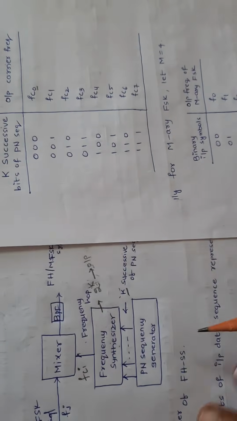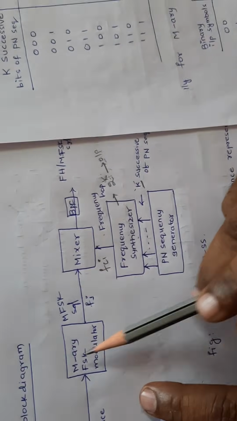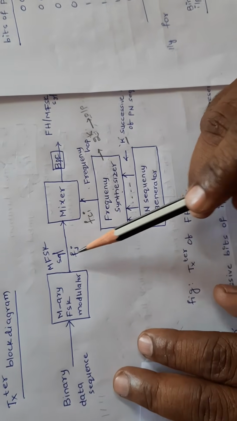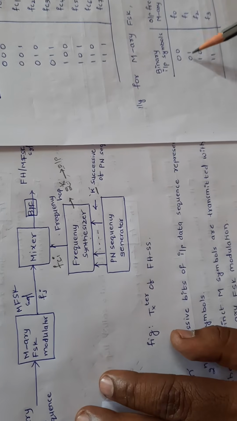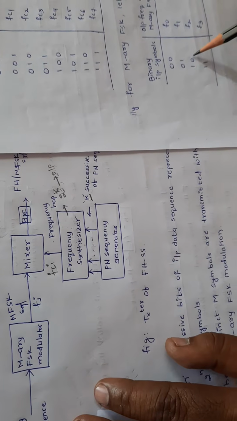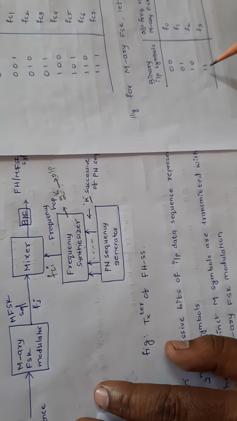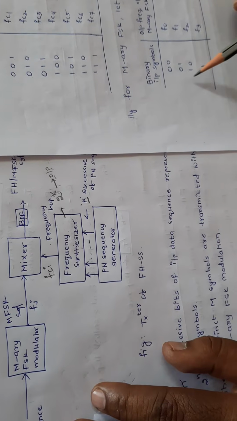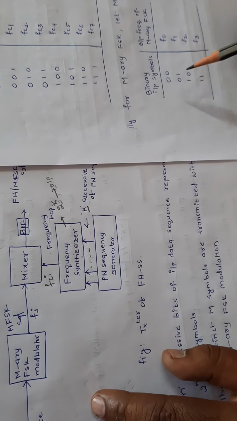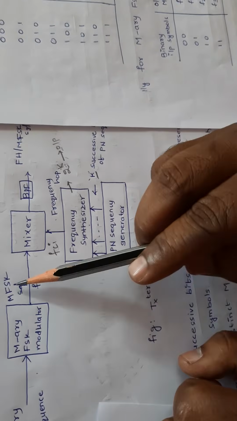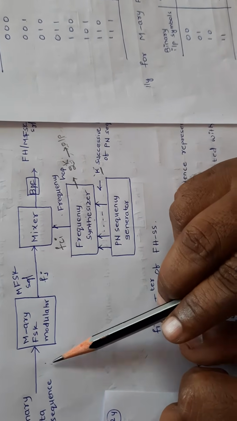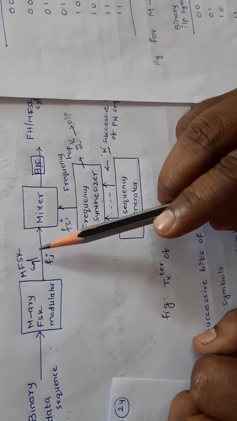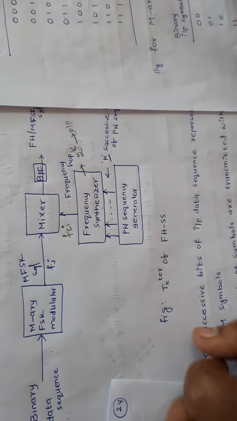Depending upon the input bit combination, the MFSK will produce 4 different output frequencies. Let's say M is equal to 4. So 00 is one combination, 01 is another combination, 10 is another, and 11 is another. These are all the combinations of input symbols. Whenever I give 00 here, it produces the frequency F0, 01 gives F1, 10 gives F2, and 11 gives F3. So these are the frequencies I'm giving here.